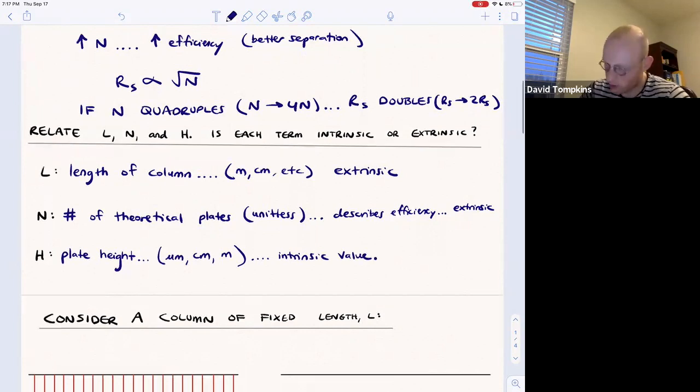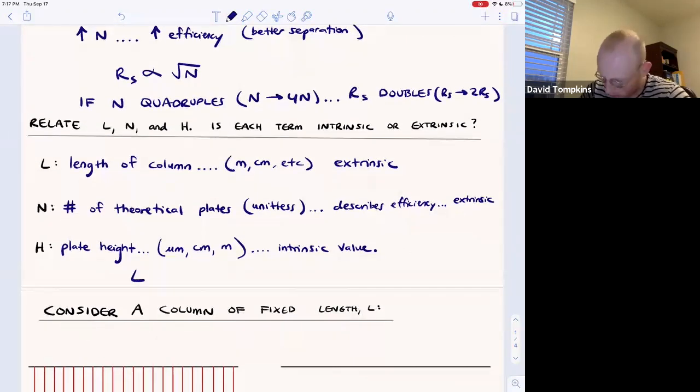So the equation that relates these is that the length of the column is equal to the number of plates multiplied by the plate height. So if n is unitless, then whatever the unit of the plate height is will be the unit of the length. And if you solve for n, then you can see that it's the length over the plate height.